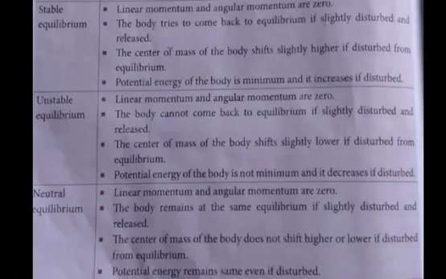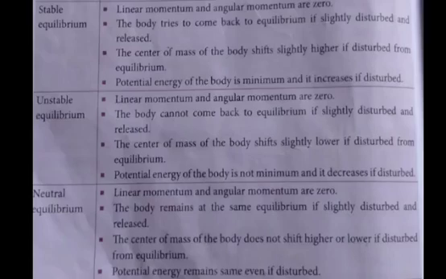Next is stable equilibrium. Stable equilibrium means when a ball is kept at the bottom of a bowl and you slightly move the ball, what happens? It goes some distance and comes back to the original position. So that is stable equilibrium. Linear momentum and angular momentum are 0 and the body tries to come back to equilibrium when slightly disturbed and released. The center of mass of the body shifts slightly higher if disturbed from equilibrium, and potential energy of the body is minimum and it increases if disturbed.